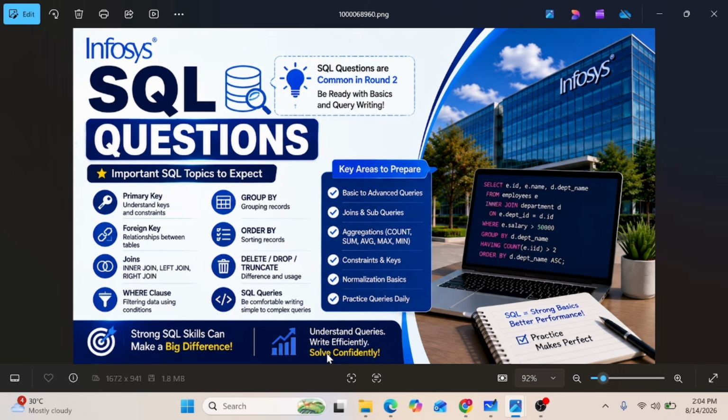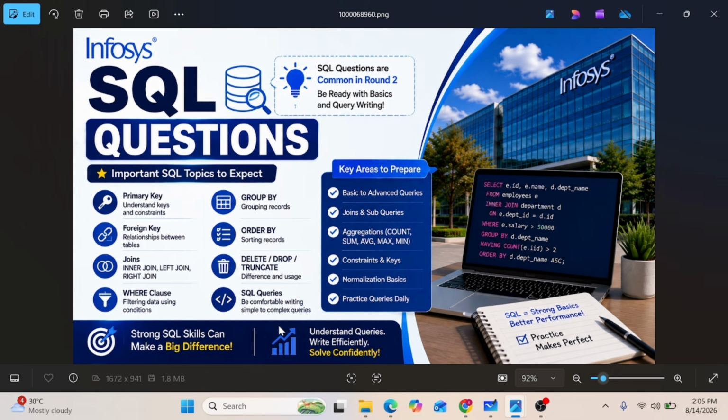Prepare topics like select, where, group by, having, order by, join, inner join, left join, and right join, aggregate functions, subqueries, distinct, primary key, what is a foreign key, and normalization. Some common interview questions are: find the second highest salary, find duplicate records, and find employees who don't have a department. Difference between where and having.